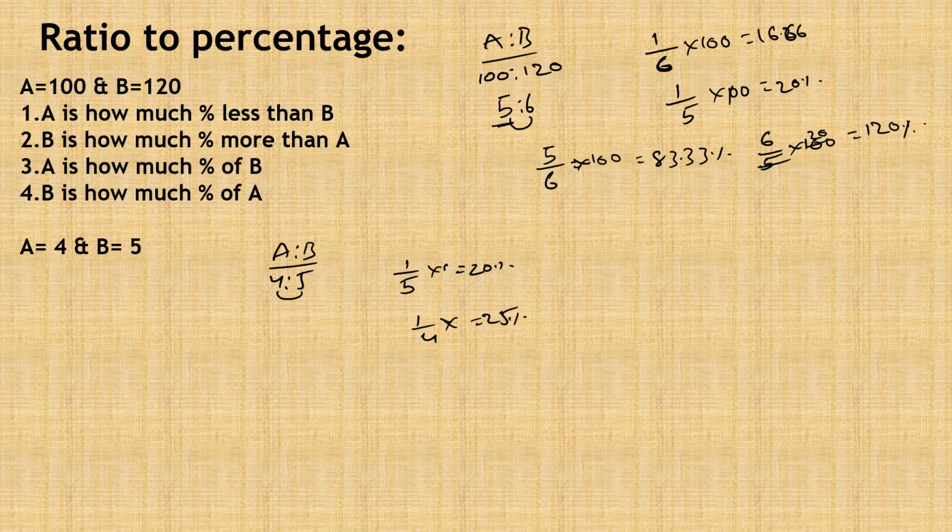A is how much percent of B? That is 4 by 5 into 100. You can write it as 80%. B is how much percent of A? B is 5 of 4 into 100. 1 by 4 denotes 25, so 25 5s are 125%, or you can cancel it here from 25%.